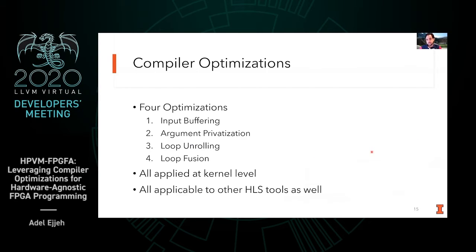We developed 4 optimizations: input buffering, argument privatization, loop unrolling, and loop fusion. All of them are applied at the kernel level. And note that the optimizations are currently implemented as LLVM passes, but can also be implemented as HPVM graph transforms, which is something we are currently doing. All these optimizations are also applicable to any other HLS tool.